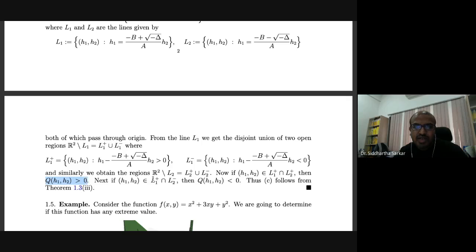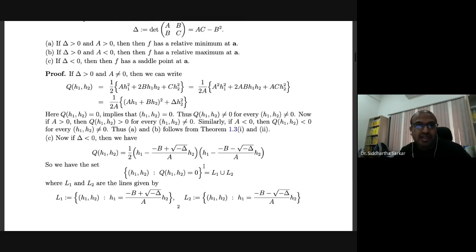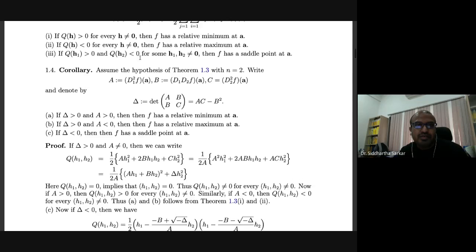And if I pick a point from L1 plus intersecting L2 minus, then one term of the quadratic form is positive, another term is negative. So I have the quadratic form value negative. Okay, so the previous theorem says if I can find a couple of non-zero points where the terms simultaneously give positive and negative values, it should be a saddle point.